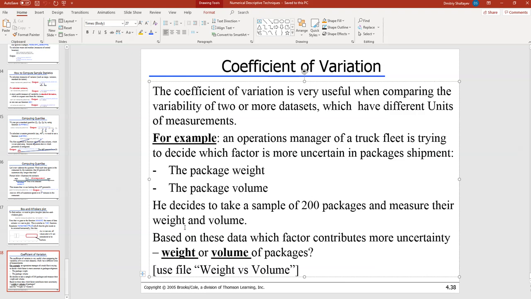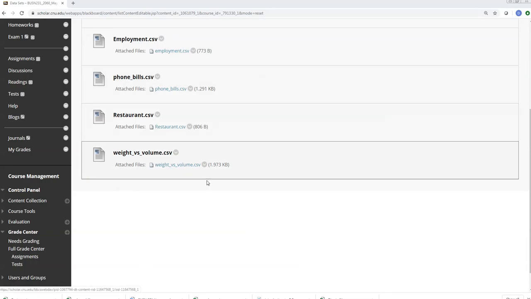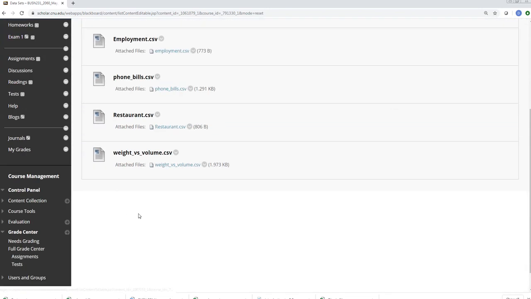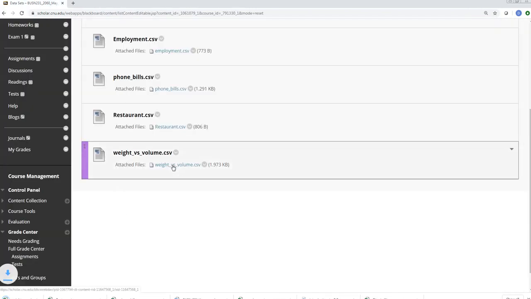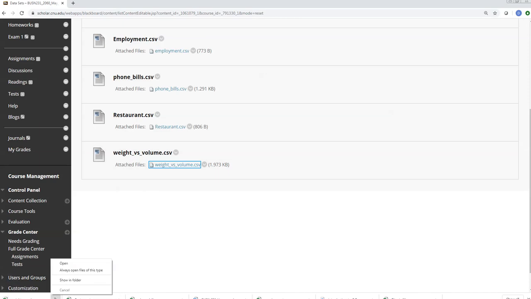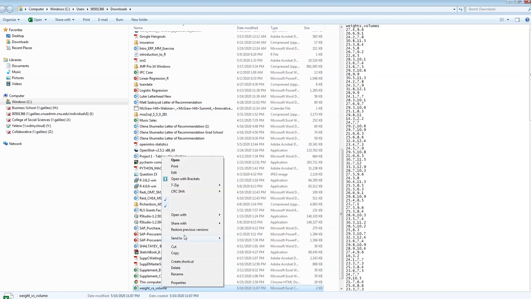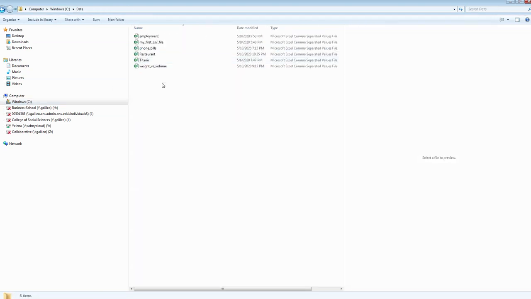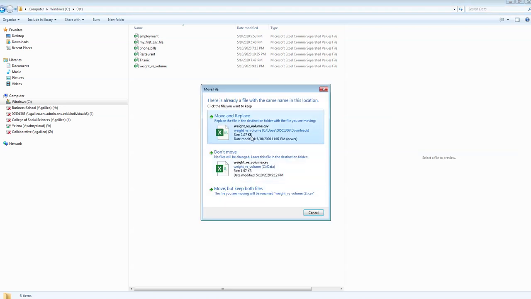Okay, this is the last thing that we're going to do in this exercise, in this lecture, so let's get right down to it. In my data sets folder, I have the file weight versus volume CSV, just like always. I'm going to download this file, go to the downloads folder, cut it, bring it over to the folder data and paste. Apparently I have it here already, so let me go ahead and replace that.